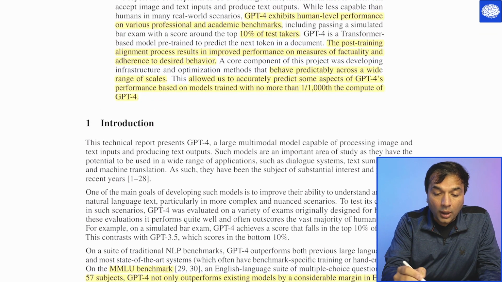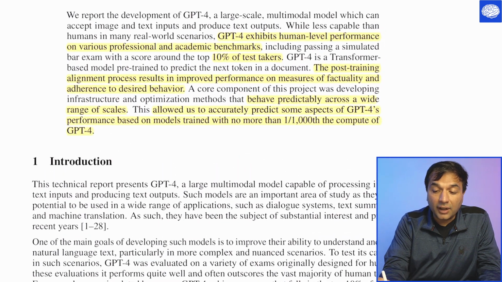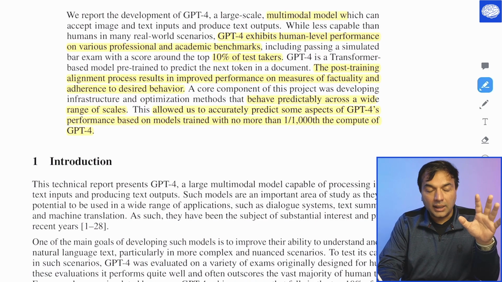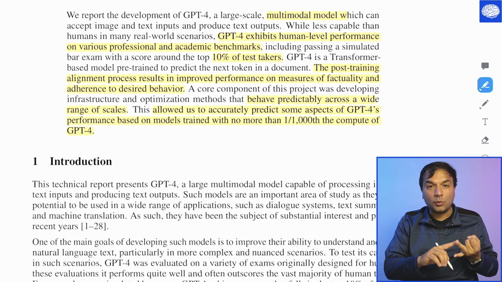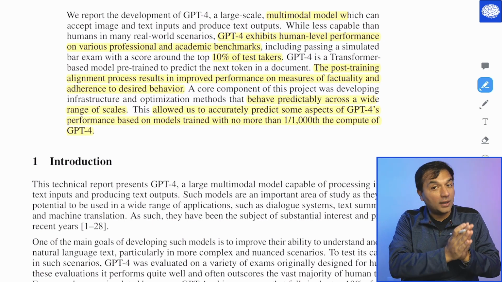Now GPT-4, they basically developed as a large language multi-modal model. So that's very important. First of all, it is important to understand that it is a multi-modal model. Now we're going to talk about what multi-modal is. Multi-modal means that it does not only deal with text, it also has images and voice. So it can do multiple things as compared to text only.